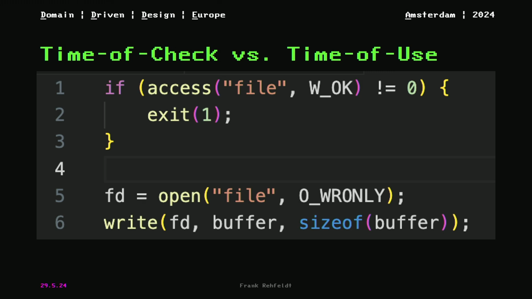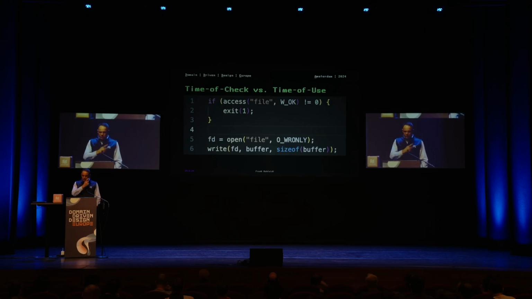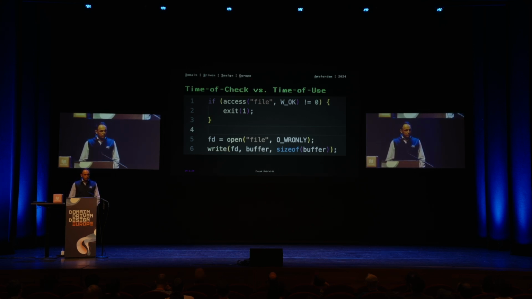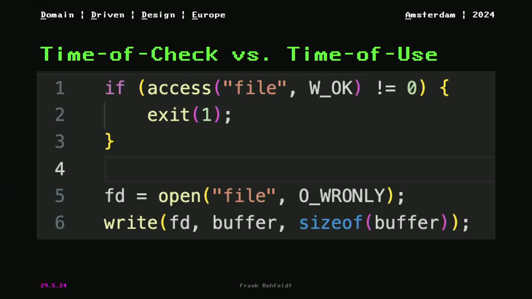And what was the problem here, and what does this have to do with transactions? So this C code here first checks if a user has access to a file. These are the first three lines. And if the user has access to this file, then the content of a buffer is written to this file. So this is easy, and what could possibly go wrong here?